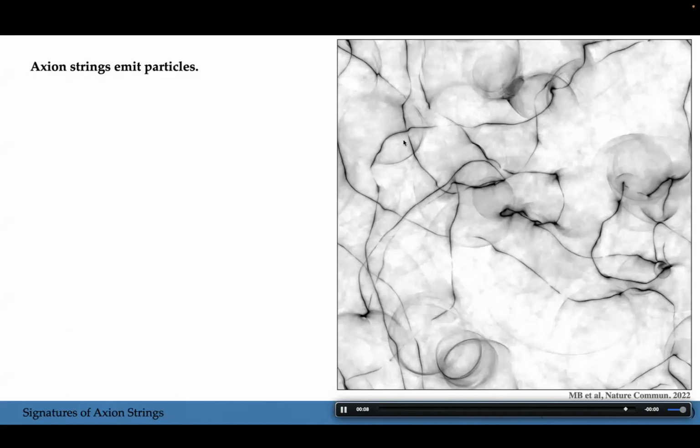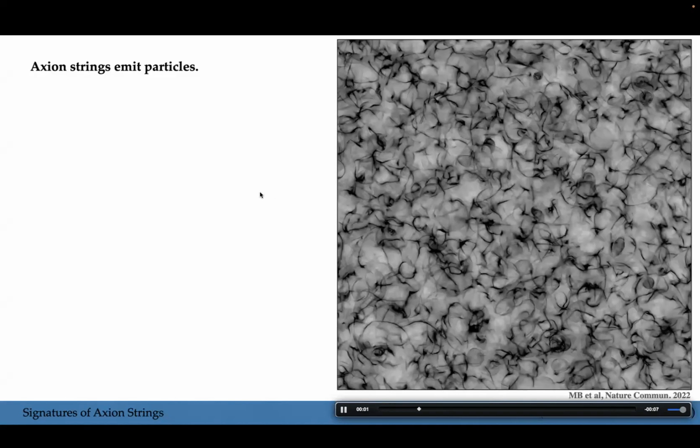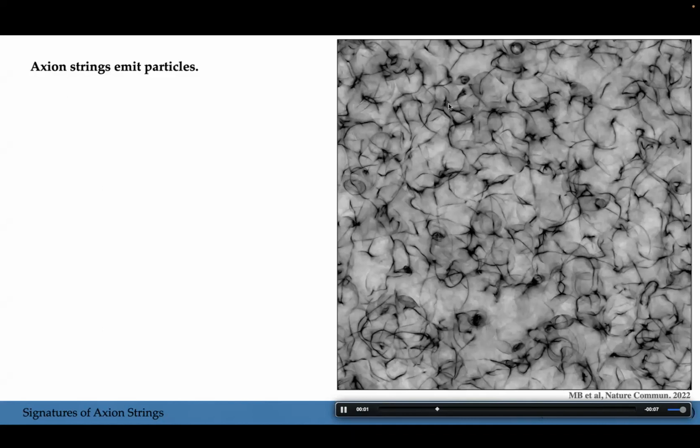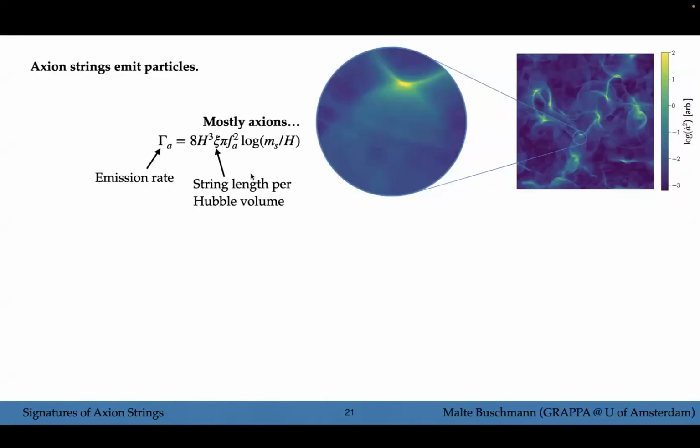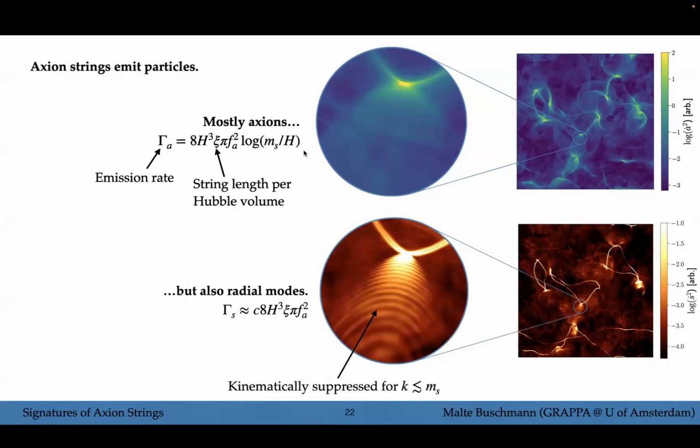But axions are not the only particle being emitted by axion strings, because after all, you're simulating a complex scalar field, and the axion is just one degree of freedom of it. The other one is the radial mode. And of course, you're also producing radial mode particles. That overall is kinematically suppressed just because the radial mode has a mass, it's relatively heavy. So at small k, it's heavily suppressed. But at large k and so on, you can still produce them, even though they're heavy.